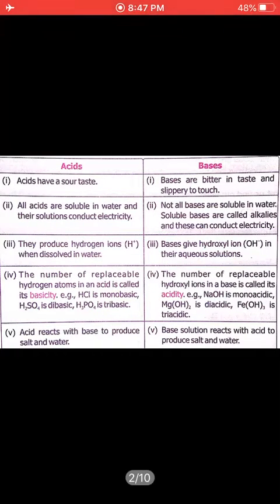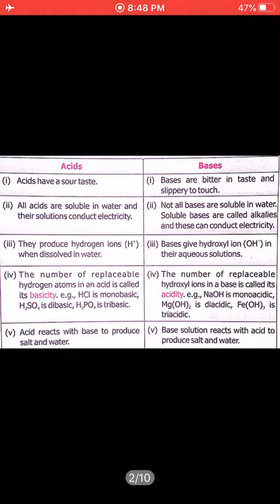So this is the basic difference between acids, bases and salts. What is the basic difference between acids, bases and salts? This you have to keep in your mind. This is a very useful thing. First, acids are always sour in taste. Whenever the physical property of an acid comes, keep in your mind that acids are sour in taste. Bases are bitter in taste and slippery in touch, like soap.